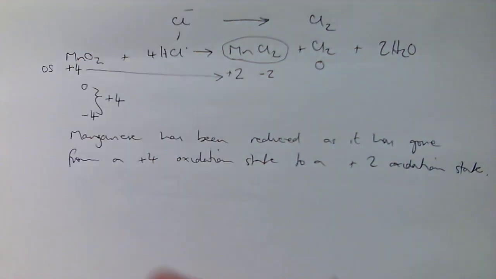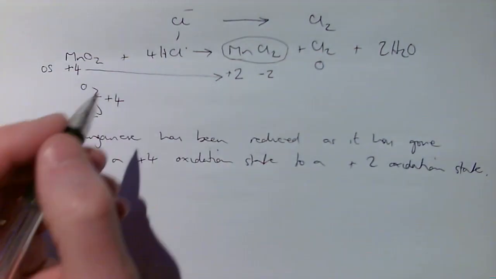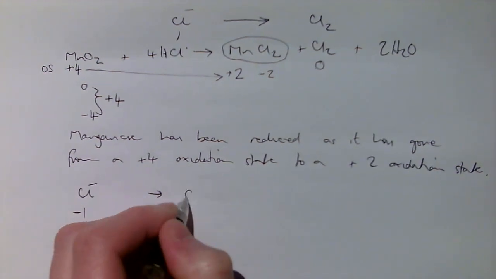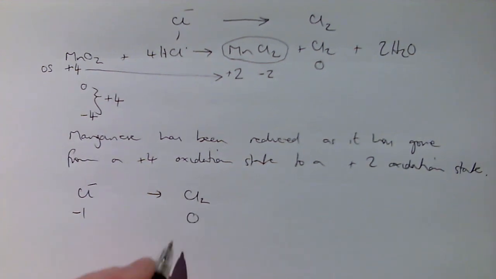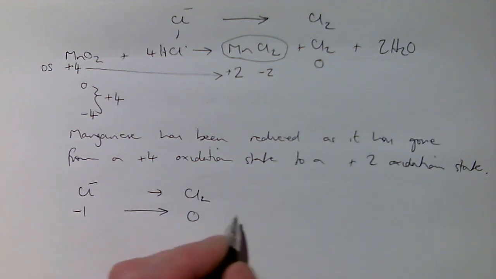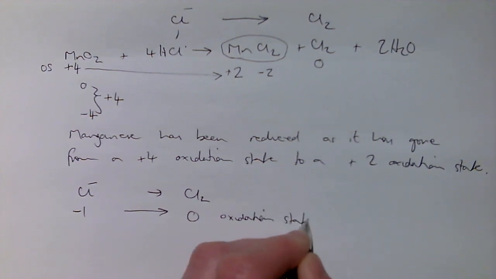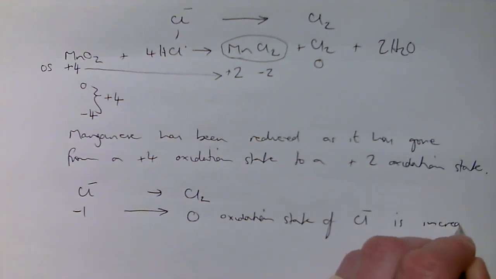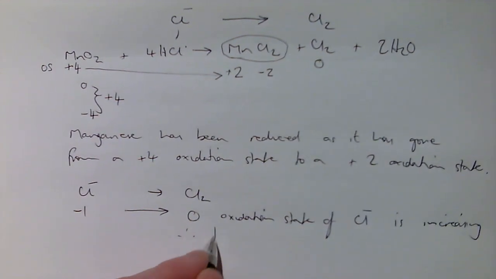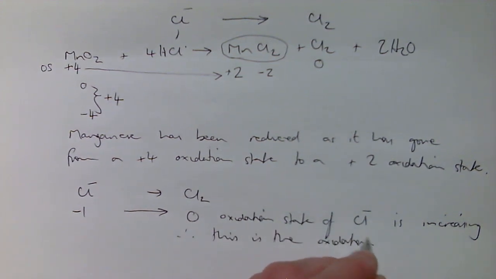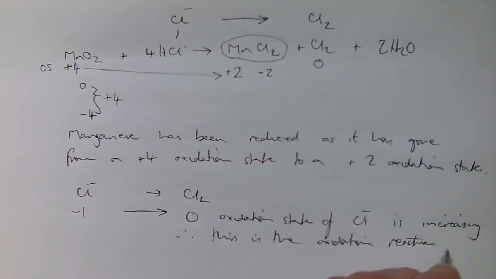So the oxidation state of the chloride ion, Cl-, is -1. It went to Cl2, and the oxidation state of that is 0. So going from -1 to 0, the oxidation state is increasing. So the oxidation state of Cl- is increasing. Therefore, this is the oxidation reaction.